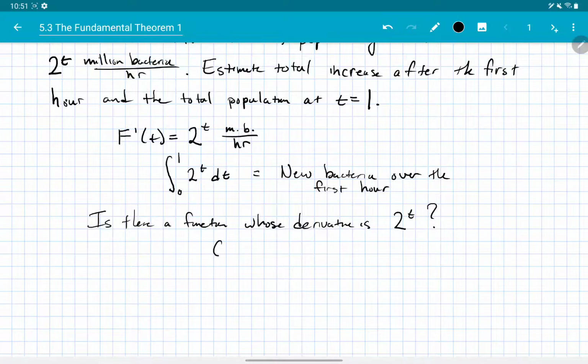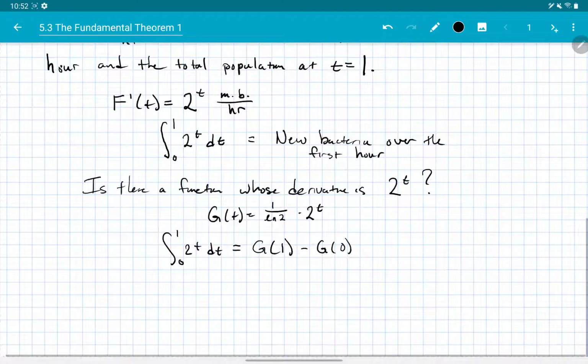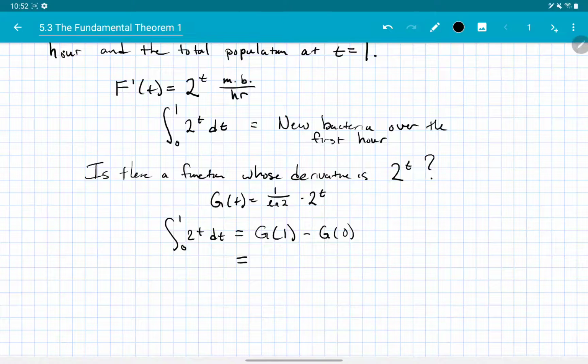Let's call this function g. It is 1 over the natural log of 2 times 2 to the T. Because when you take the derivative of 2 to the T, you get 2 to the T times the natural log of 2. And so these natural logs of 2 will cancel and leave us with the original 2 to the T. So, using the fundamental theorem, I can say that this integral from 0 to 1 of 2 to the T dt is going to be g at 1 minus g at 0, which now we can calculate.